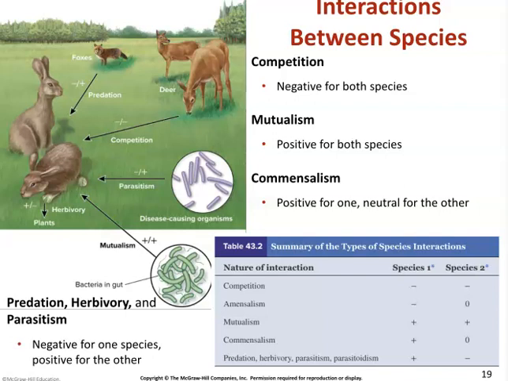Herbivory is negative for the plant, positive for the animal, the herbivore. When we look at mutualism, it's positive for both. So like the bacteria in a gut, it is positive for the plant and positive for the organism because the organism couldn't digest the plants it eats without that bacteria. Parasitism is negative for one species, but positive for the parasite.